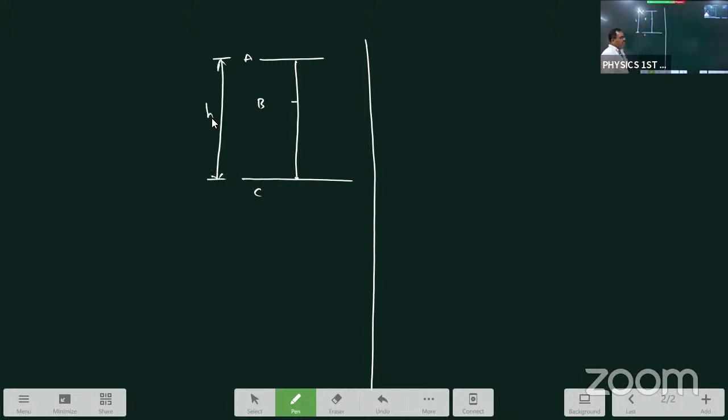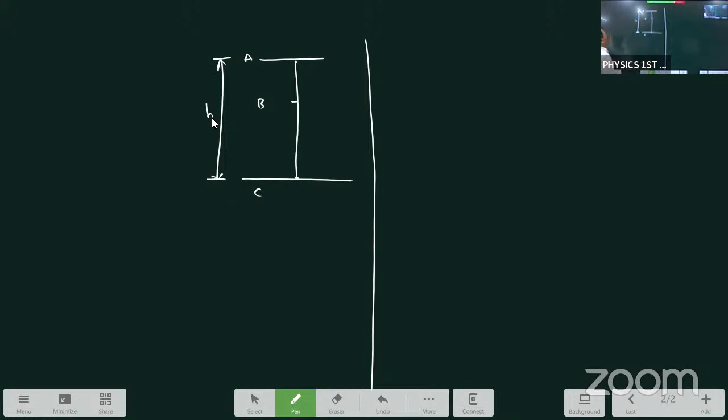Height is H. From this height, you are dropping one body, falling from top to bottom. There are three different points, A, B, C. At point A, how much potential energy is there? How much kinetic energy is there? From that, we can find the total energy: potential energy plus kinetic energy is the total energy. We have to find it at point A, point B, and point C.